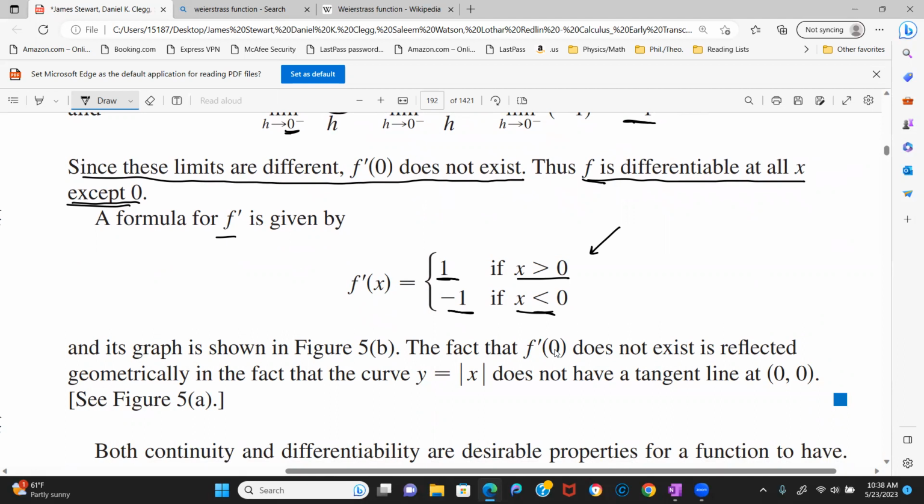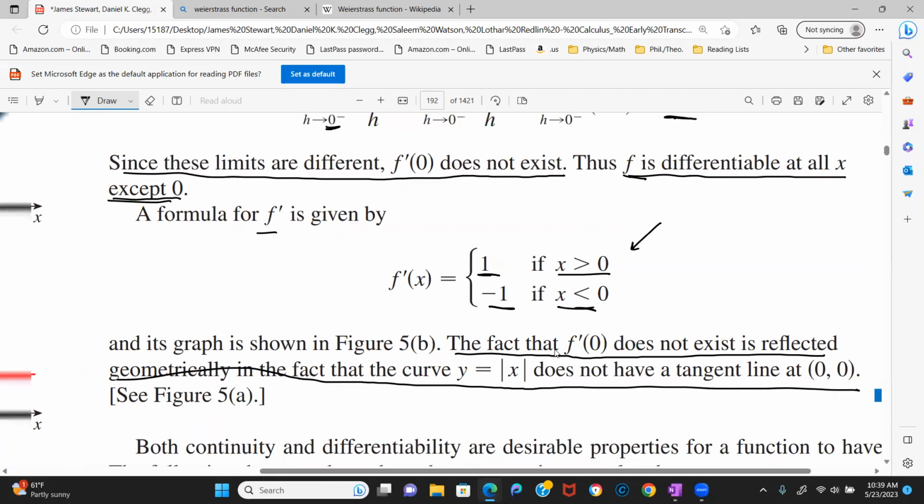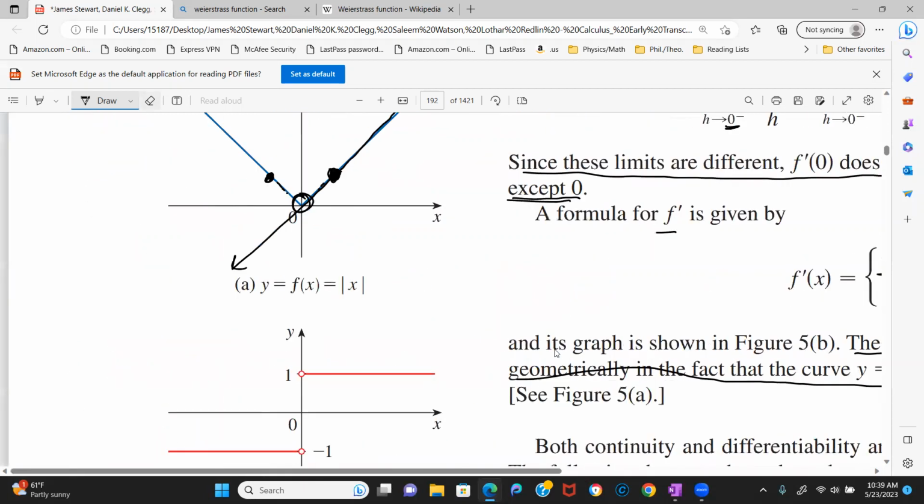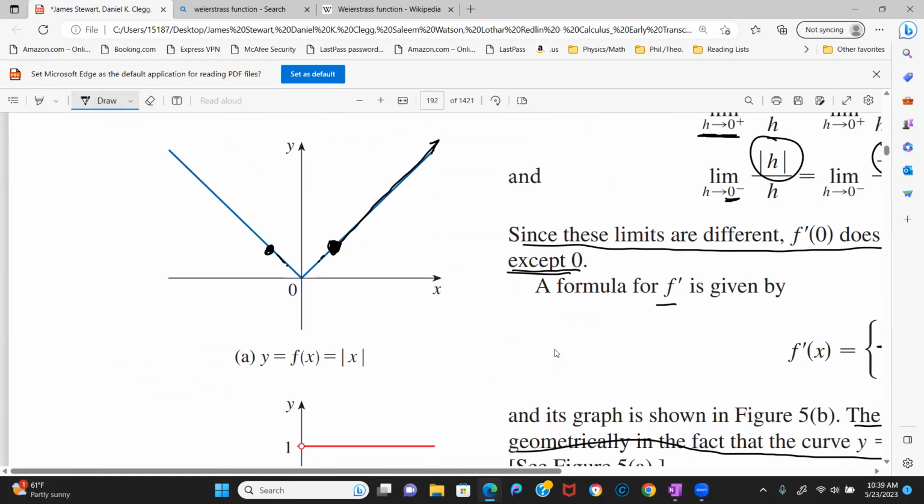And again, you can see here, this is just something we already saw. The fact that f prime of 0 does not exist is reflected geometrically in the fact that the curve does not have a tangent line at 0, right? There's no tangent line here. And that's kind of what we were hinting at when we first looked at this graph.